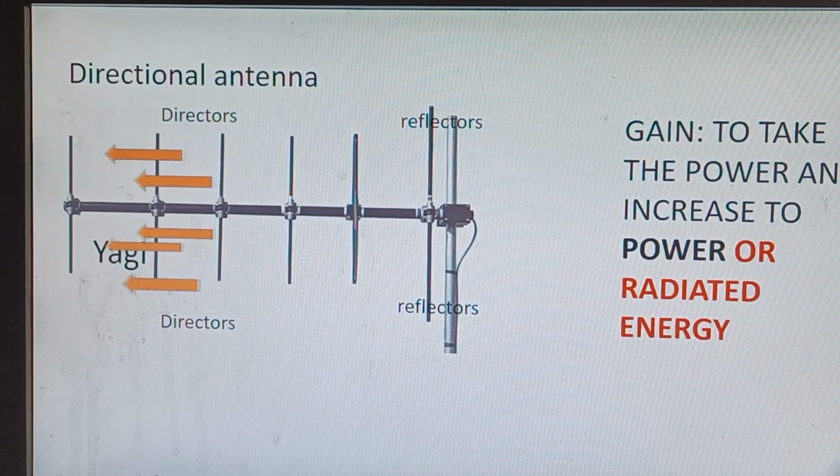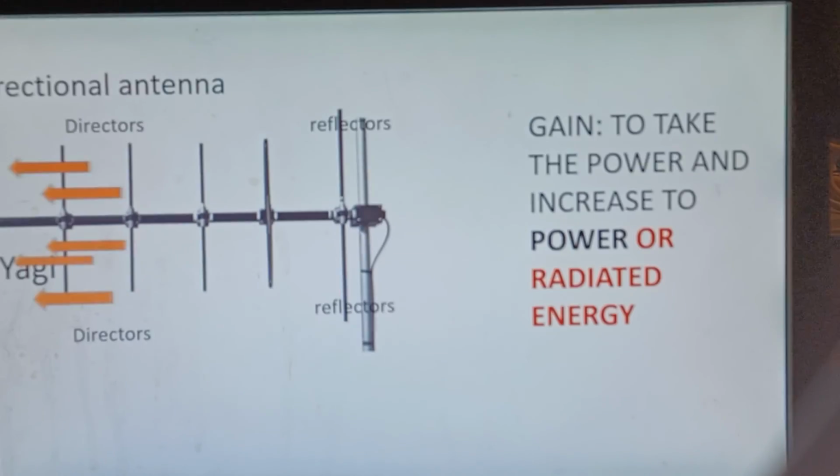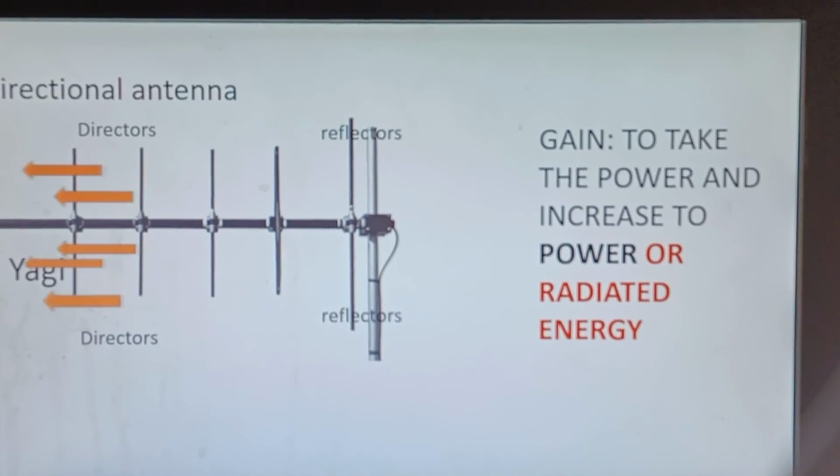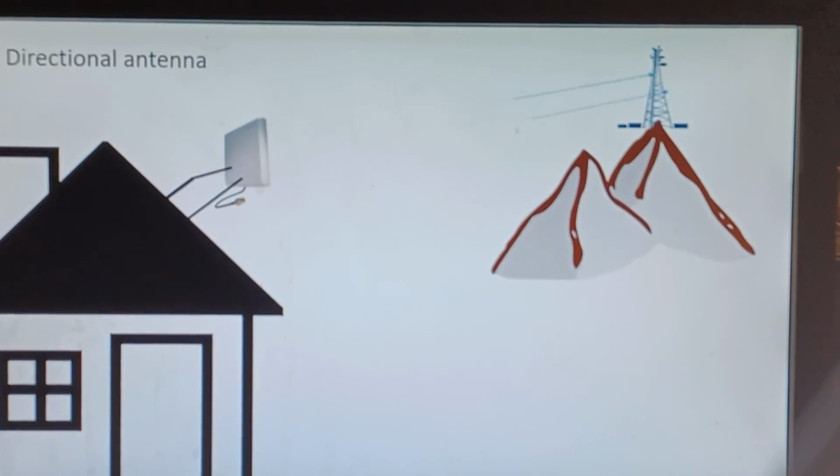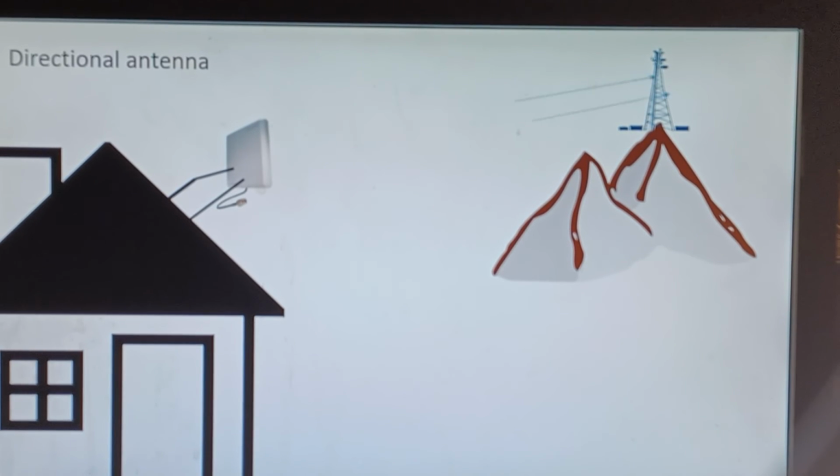So gain is basically power. Increase the power, increase the gain. And so if you have a directional antenna on your house going to a mountaintop, it's going to shoot that information in the direction that you point it. And it's going to receive that information from that direction as well.